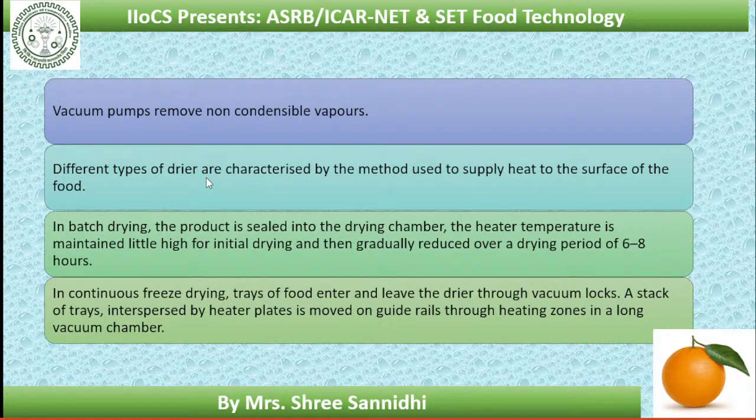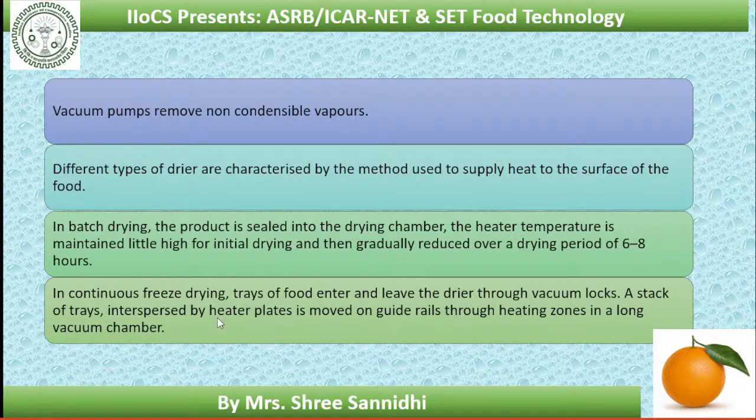Different types of dryers are characterized by the method used to supply heat to the surface of the food. We have two methods, the batch method and the continuous method. In batch drying, the product is sealed into the drying chamber. The heater temperature is maintained a little high for initial drying and then gradually reduced over a drying period of 6 to 8 hours. In batch dryers, the drying is done batch wise. It is sealed inside, it is not moved.